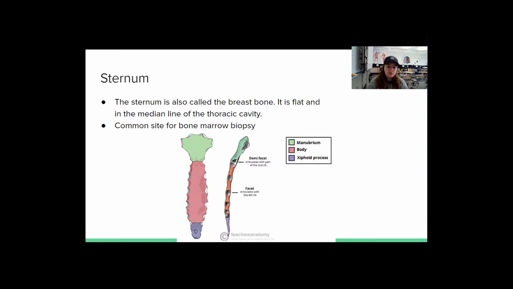Lastly, here we have our wonderful sternum. It's also called the breastbone, and it is a flat bone in the median line of the thoracic cavity. It looks like a little tie that goes down your chest, and it's a common site for bone marrow biopsy. And actually, if you were to ever give CPR, the pressure that you would use and the rhythmic beat should break off this piece of bone called the xiphoid process. And that is just showing that you are compressing hard enough to initiate the pressure needed to get oxygen throughout the body, which is pretty incredible.